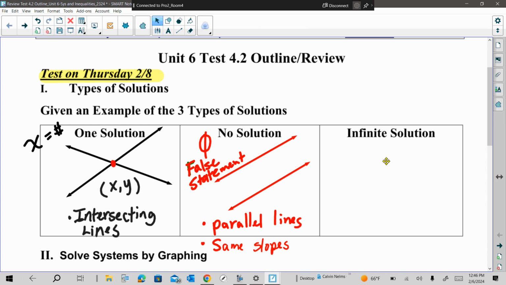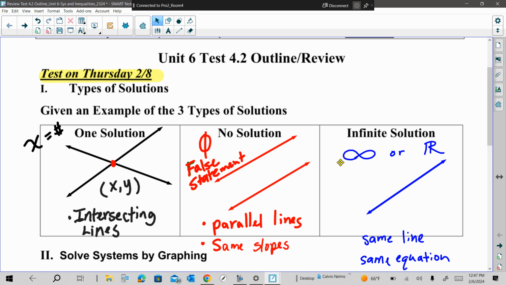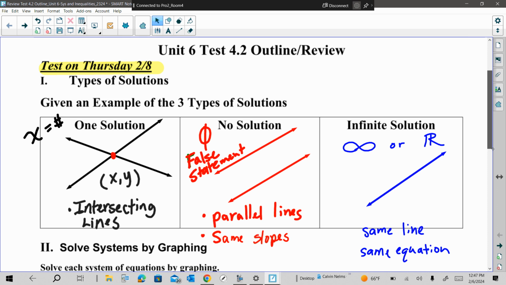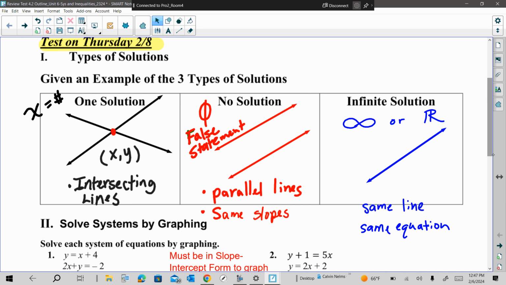And then infinite solution is when we have the same line, which is the same as our real numbers, which means you would have the same equation, and it would be a true statement.